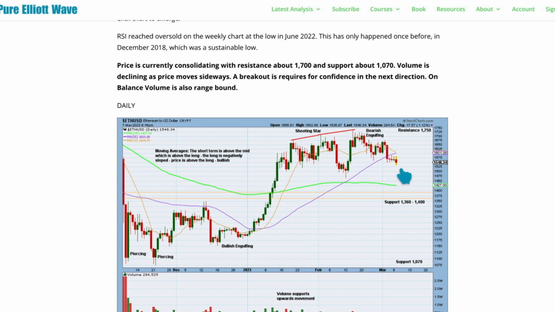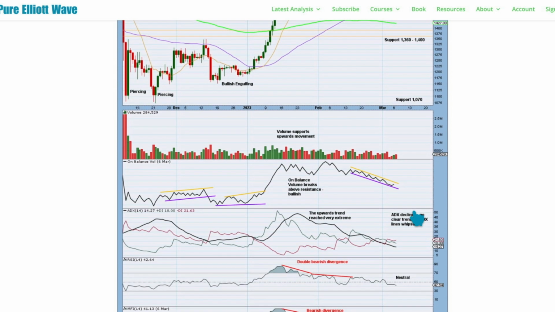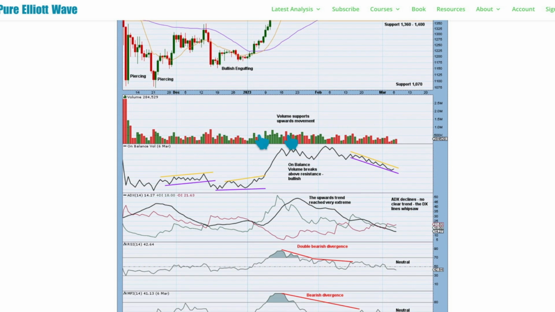That's an absolutely reasonable expectation, and the Elliott wave count has such a really good looking 5-wave structure over up here, so let's expect more downward movement. Next support 1360 to 1400. Volume really light. Was supporting upward movement here, but now declining as price is moving lower.